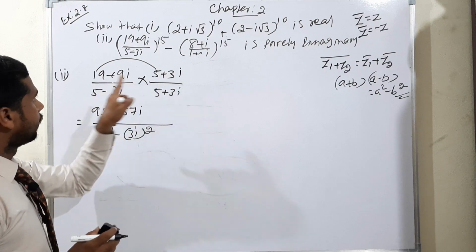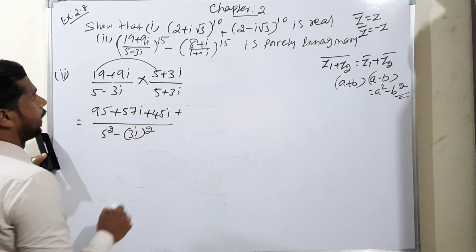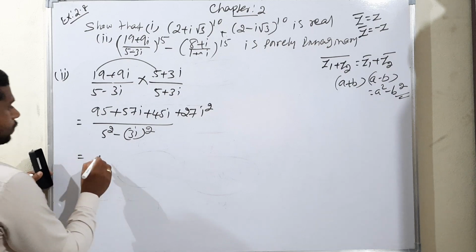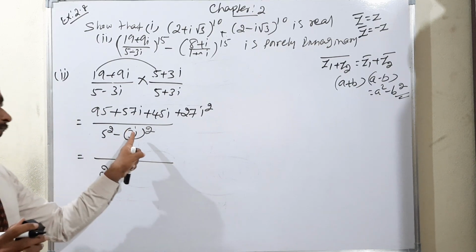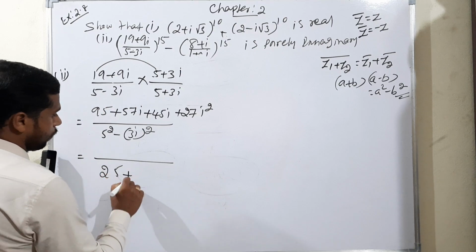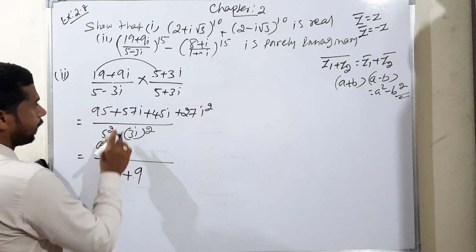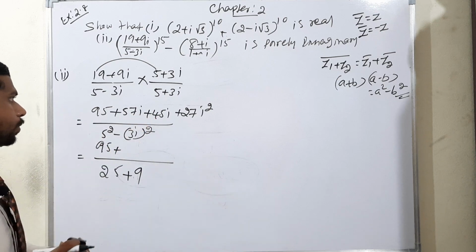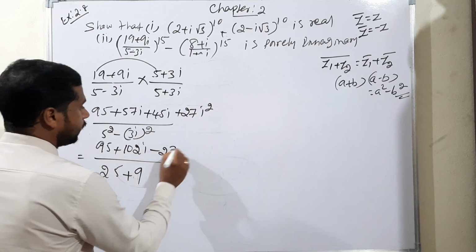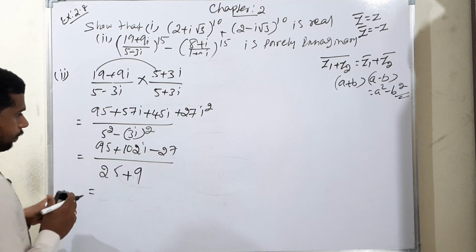Next, 9 into 5 is 45, so plus 45i. Next, plus into plus sign, 9 3s are 27, so 27 i square. In the denominator, 5 square is 25. If you remove the bracket, 3 square is 9 and i square is minus 1. We already have a common minus, therefore minus into minus gives plus 9. Now simplify. 95 plus 57i plus 45i: 57 plus 45 is 102i. i square is minus 1, therefore minus 27. Then 95 minus 27 is 68.